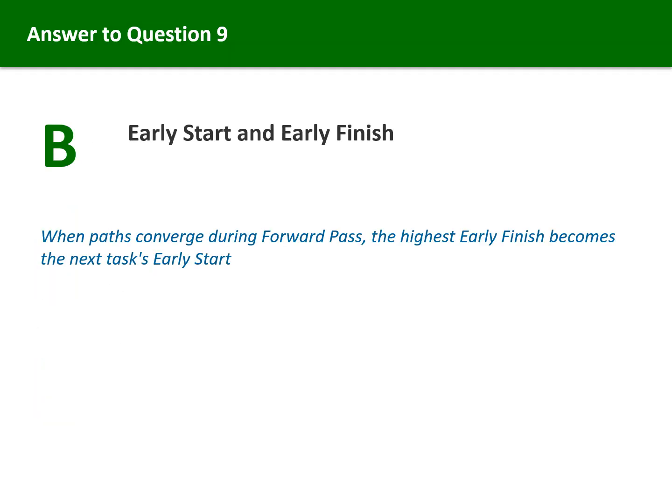The forward pass moves through the network diagram from start to finish and determines early start, abbreviated ES, and early finish, abbreviated EF. The rule for the forward pass is that when multiple paths converge, the highest early finish becomes the early start of the next task. This ensures that a task does not start until all its predecessors are complete. The backward pass then calculates late start and late finish by working from the end date backward.